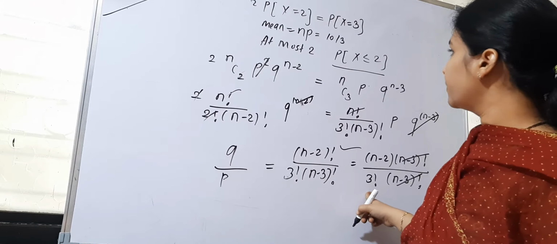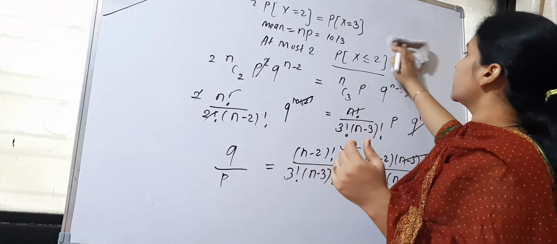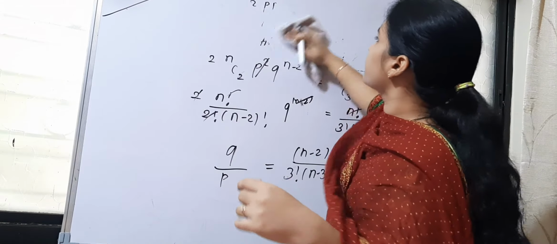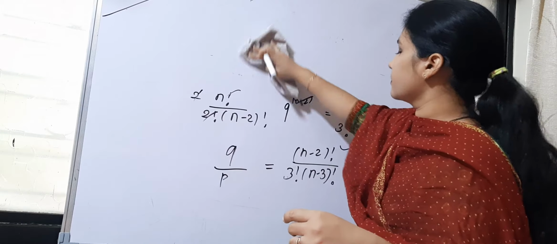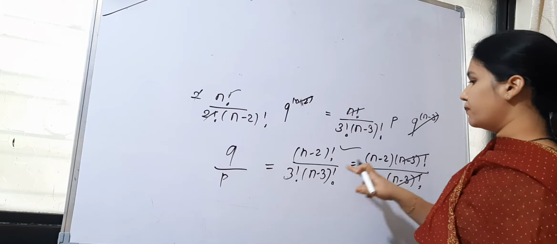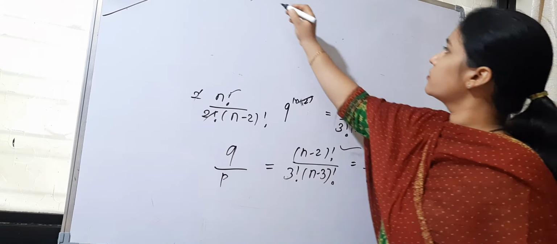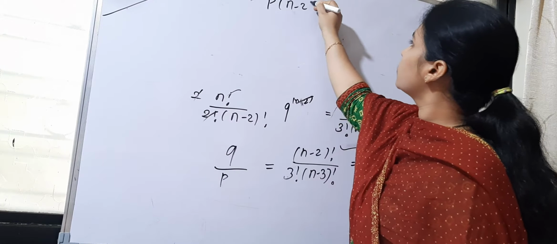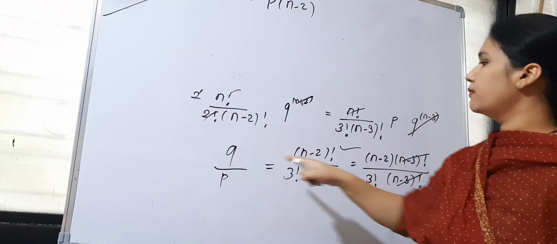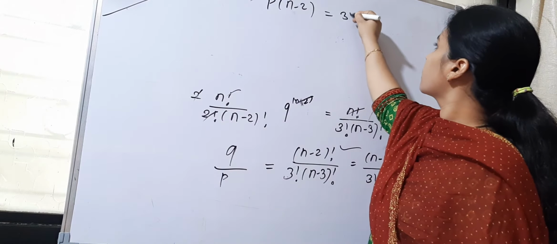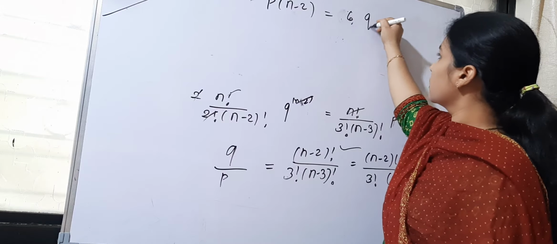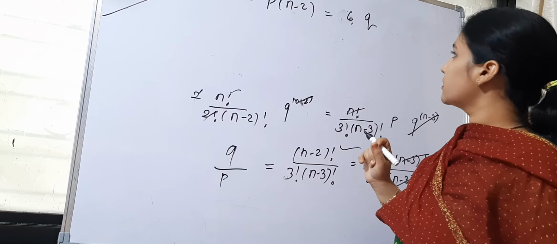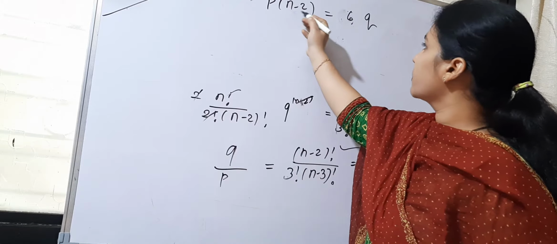So again we have to cross multiply this and remove this. P is multiplied to this equation, so it will become p into n minus 2. P multiplied to this and this multiplied to this. So this is 3 factorial. 3 factorial has value 6, into q. So we'll get such type of equation.